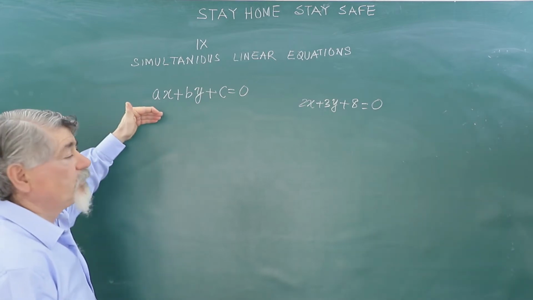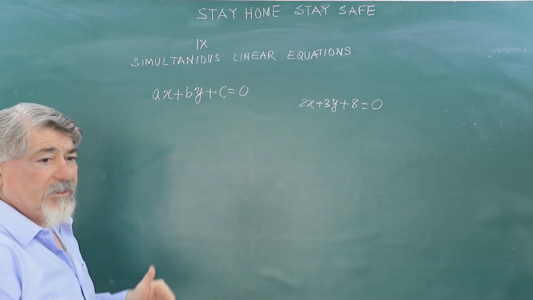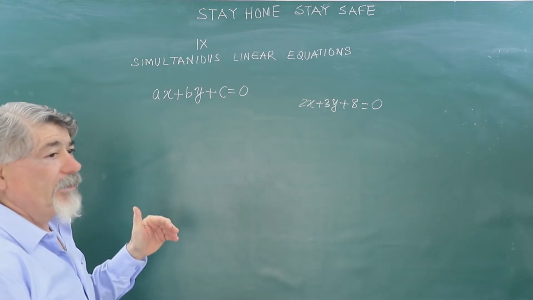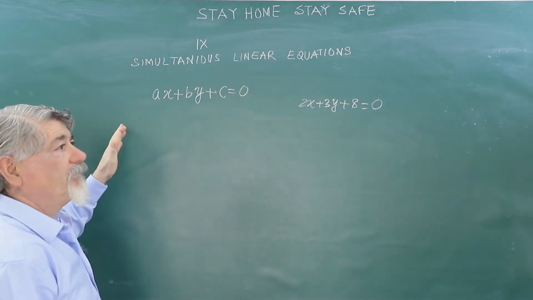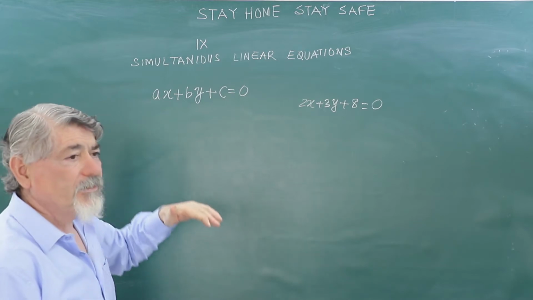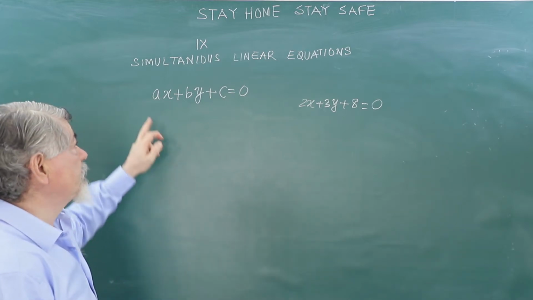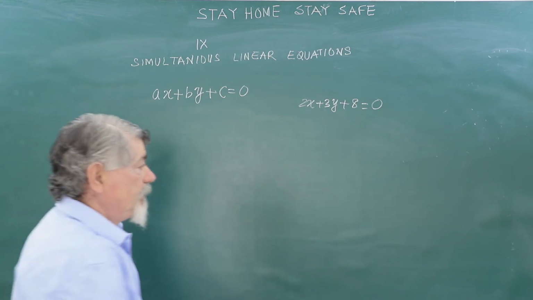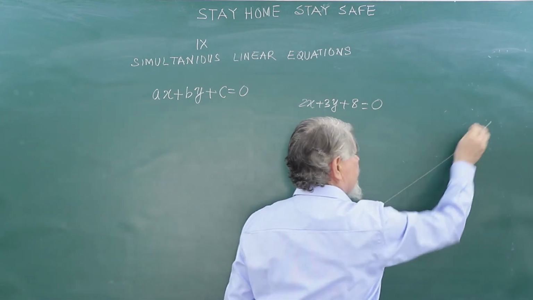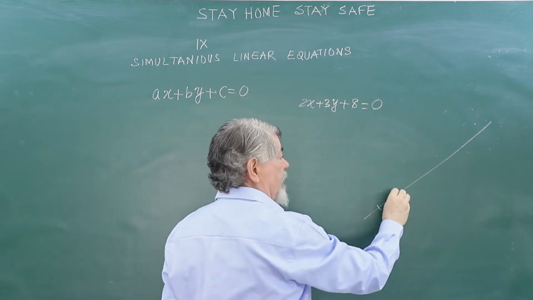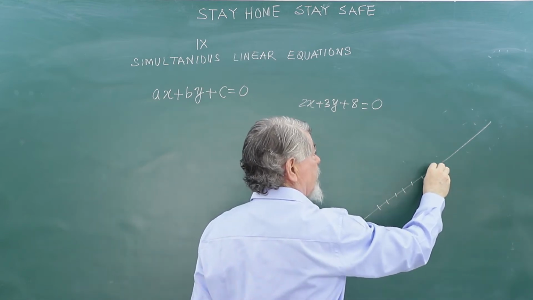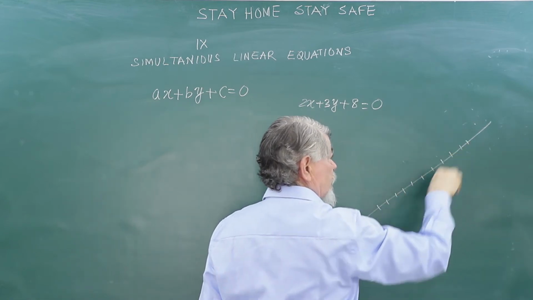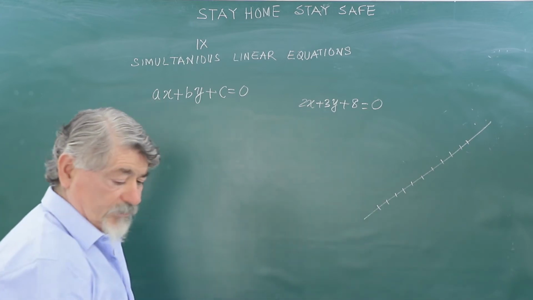So whenever we talk of a linear equation in x and y, it will have an infinite number of solutions, because there will be many values of x and y on a straight line. On a single straight line, you will have many values which will satisfy the equation. So there will be an infinite number of solutions.